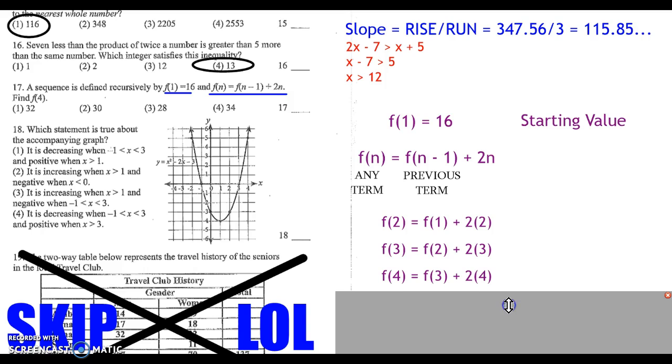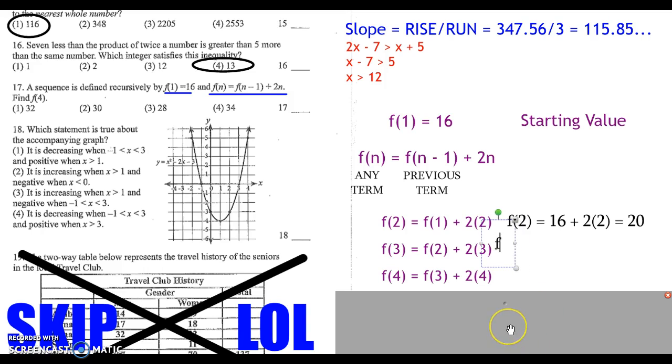f of 4 is the same way. So what I'm going to do now is fill in a couple of the blanks. So we say f of 2 is equal to, we know f of 1, we know the first term, that's 16. And we're adding to it 2 times 2. Well, 16 plus 4 is 20. Now we know f of 2 is equal to 20.